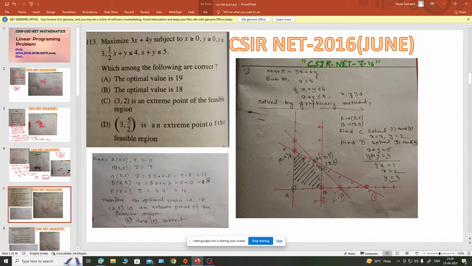This question is based on CSIR NET 2016 June. The question says: maximize z equals 3x plus 4y subject to the conditions x greater than or equal to 0, y greater than or equal to 0, x less than or equal to 3, half x plus y less than or equal to 4, and x plus y less than or equal to 5. Which option is correct? The options say: the optimal value is 19, the optimal value is 18, (3, 2) is an extreme point of the feasible region, and (3, 5/2) is an extreme point of the feasible region.